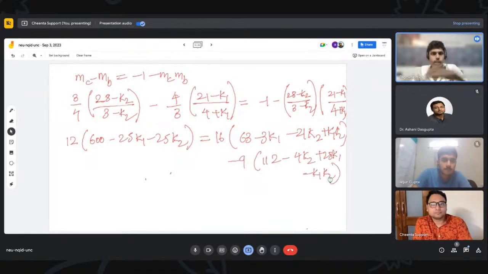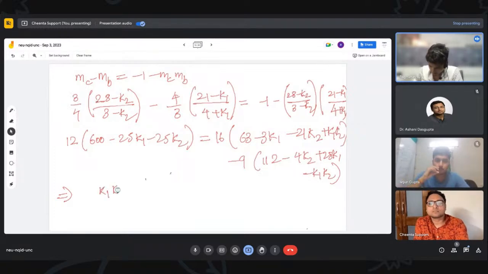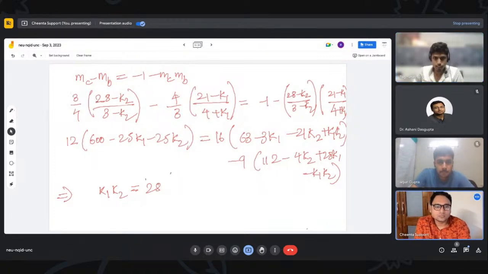Just taking the LCM and cancelling 3 minus k2 into 4 plus k1 both sides, you will get this. And now I just simplified myself, but it is a little bit lengthier. After simplification, you will directly get this. K1 k2 is equal to 288. This is what we will get. Oh, it simplifies to this. Wow. I'm unable to understand why it is simplifying so nicely. That is like magic.